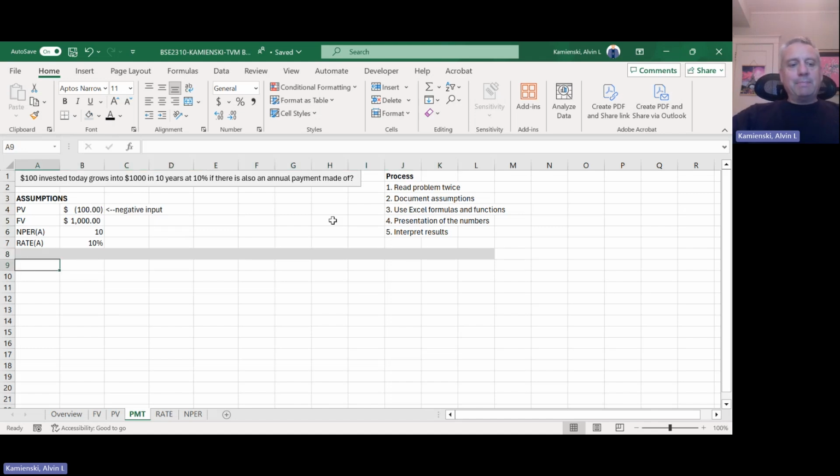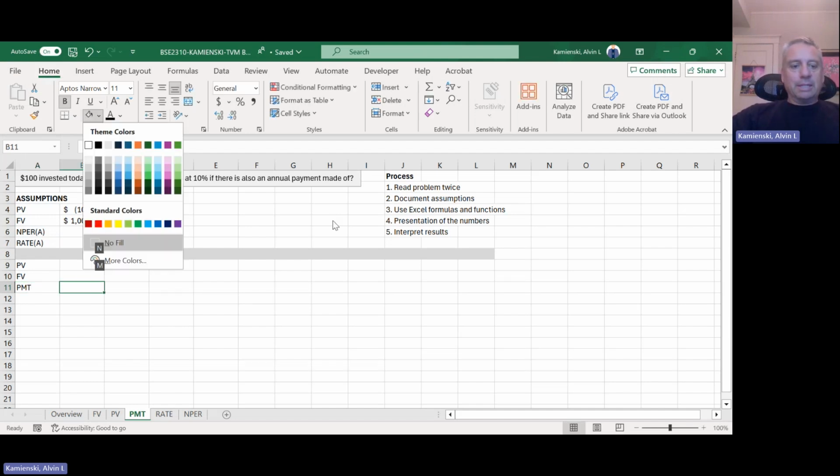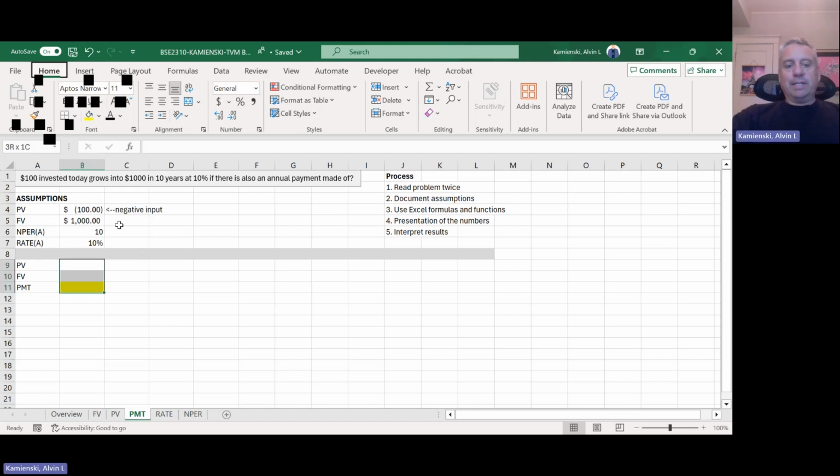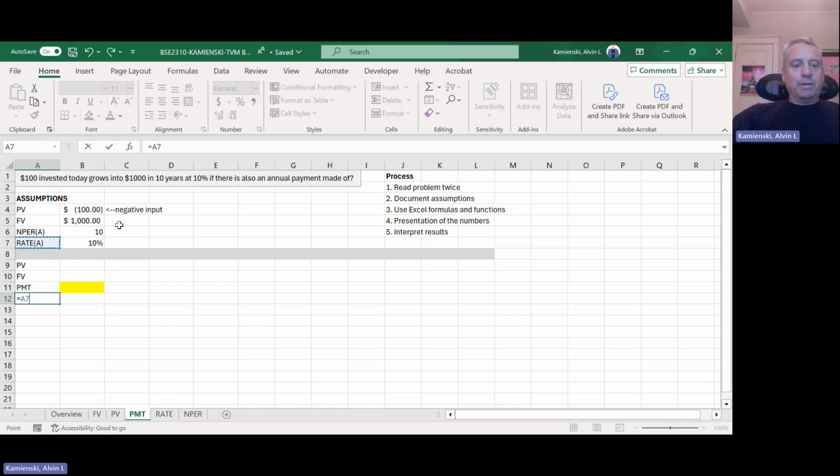And this time, instead of typing my present value, future value, etc., I'm going to point and click across everything, because I know it needs to be present value. I know it needs to be future value. Payment is what I'm solving for. So let's make that bold. Let's make that yellow. And then let's make all three of these into the accounting format. Then we know we need number of periods, and we know we need rate.